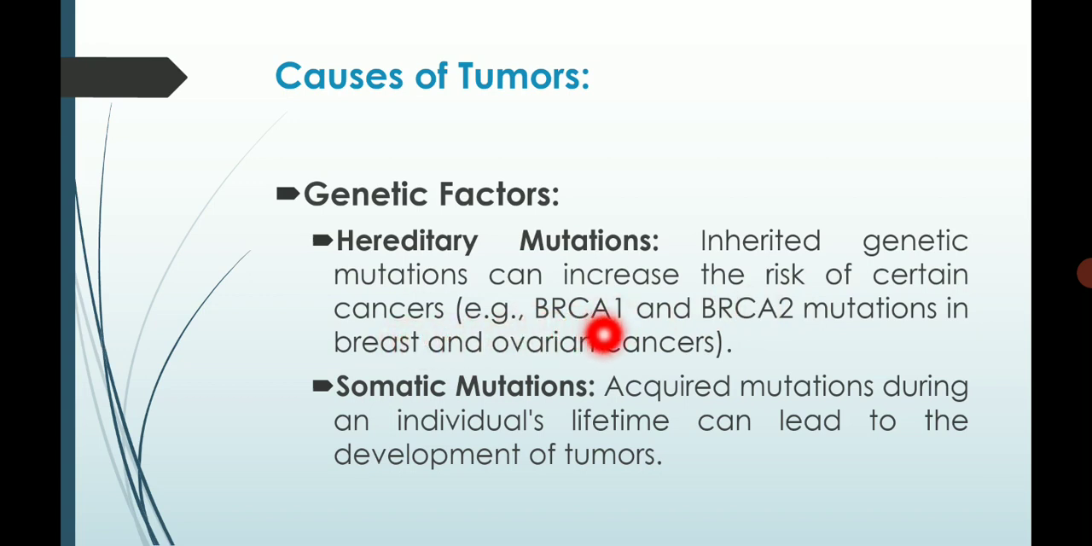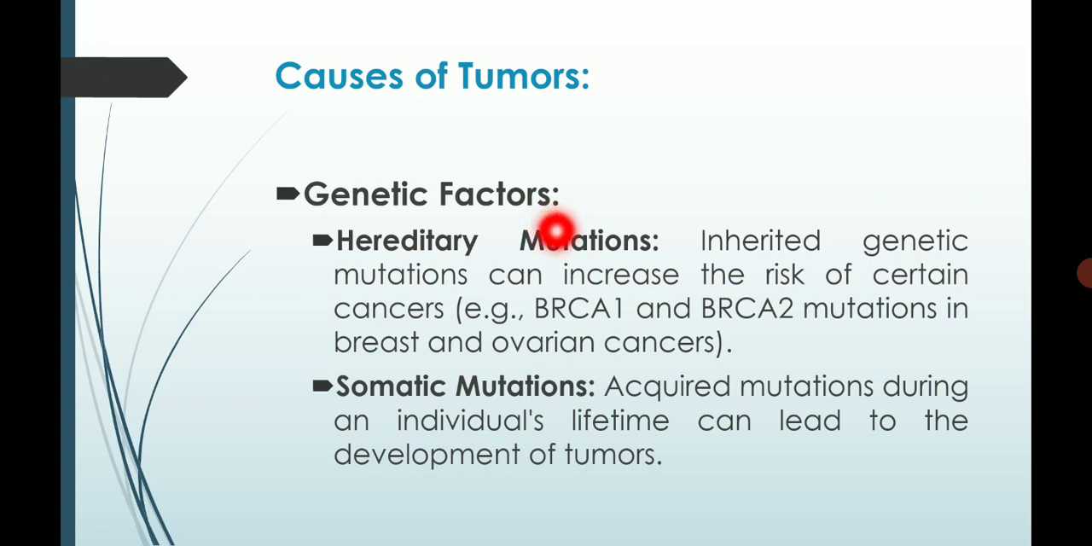For example, breast cancer related things. So it is called BRCA1 and BRCA2 mutations in the breast and ovarian cancers. BRCA means breast cancer. Okay. So these are formed because of the mutation. What is meant by mutation? Mutation is a sudden change in the genetic material.